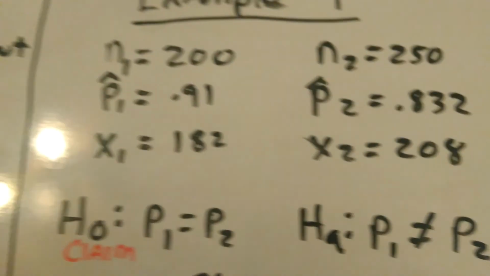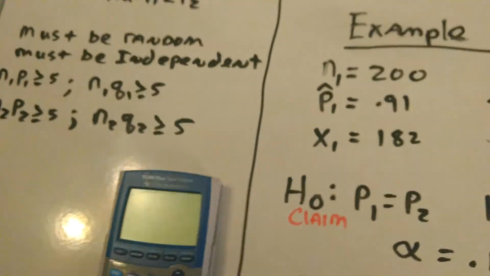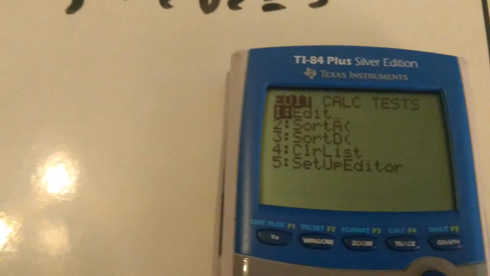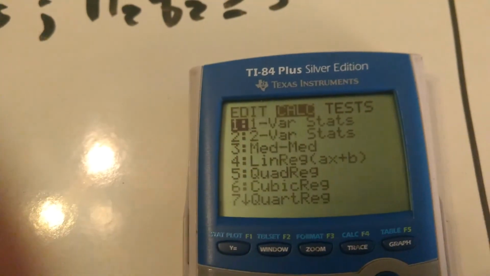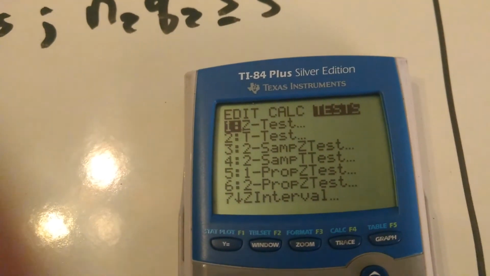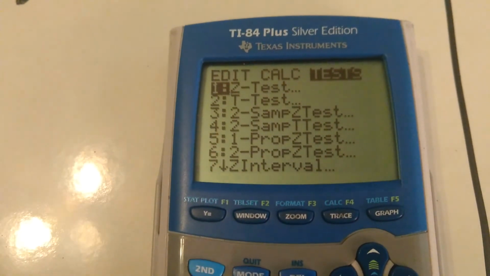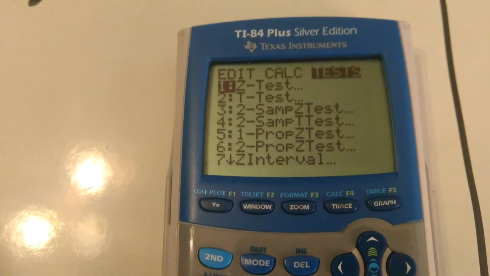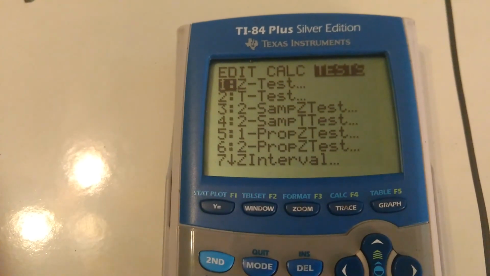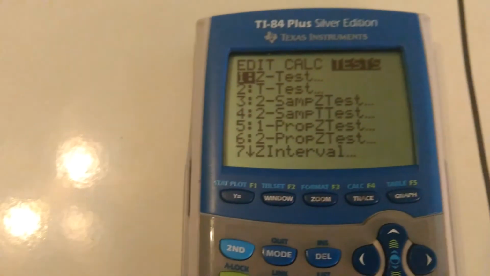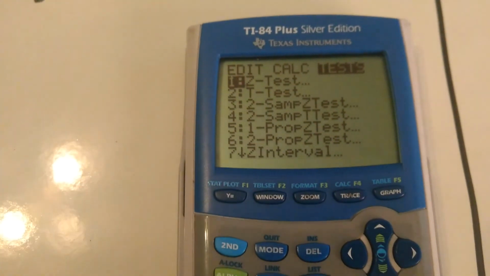Okay? Next, we go to the calculator. And on the calculator, we're going to go to Stats. And we're going to move over to Test. And see at number 6 where it says 2 proportion z-test. That's where we're at. We already did the 1 proportion z-test. Now we're at the 2 sample z-test. Okay? Or 2 proportion z-test. So I'm going to hit number 6.